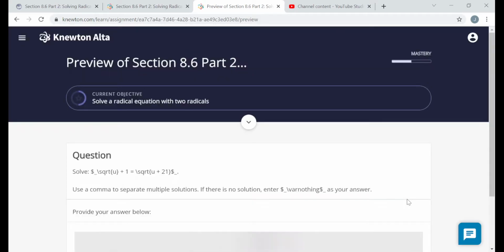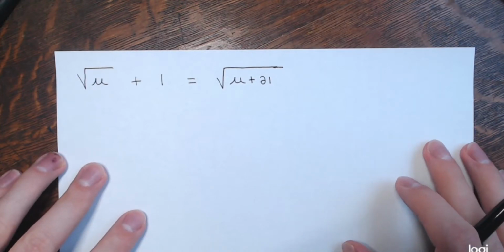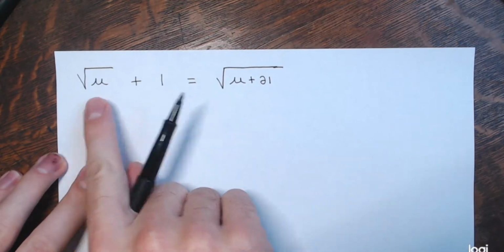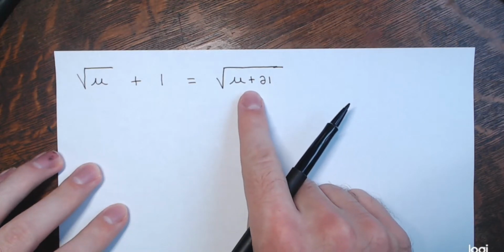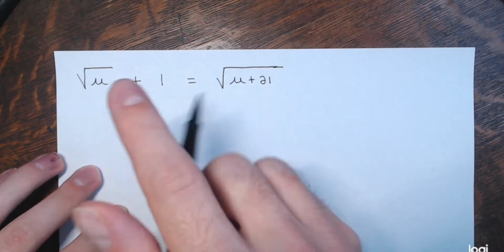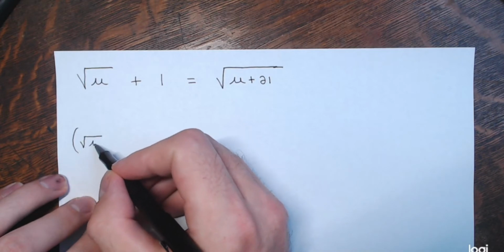All right, another question just like that. And all these are pretty similar, with 2 square roots in the equation, one on each side. I'll write it out. So, 2 radicals, 2 square roots. One of them is already isolated. This square root of u plus 21 is already alone on the right side. So now I square both sides to undo that radical.